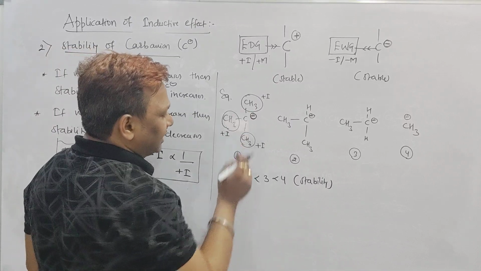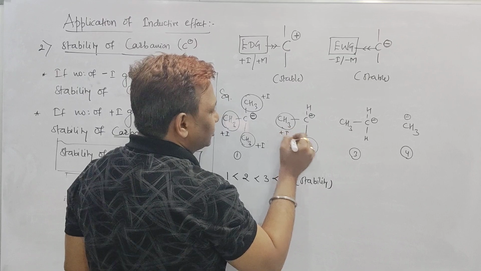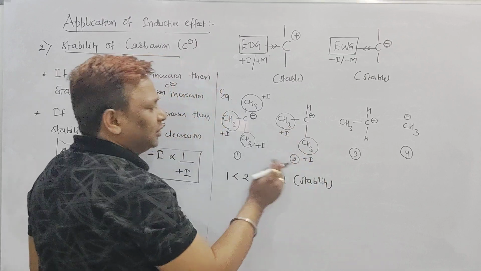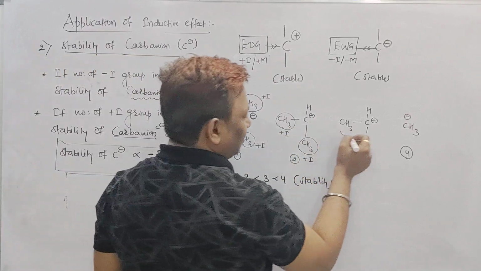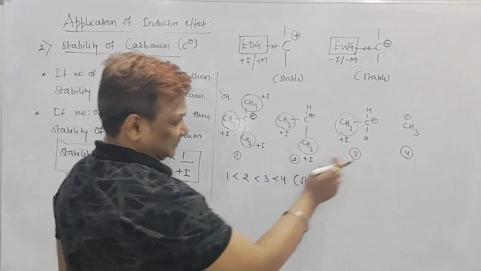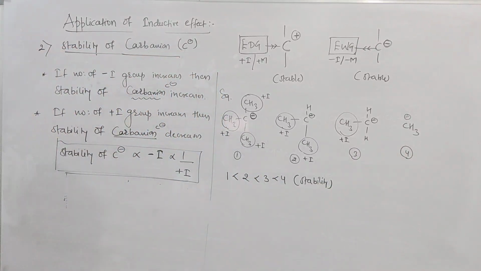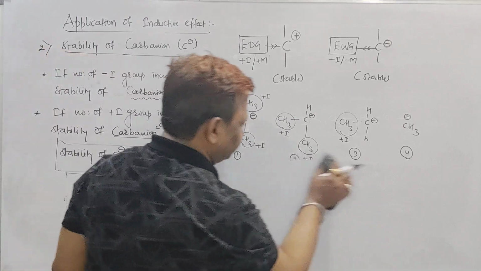More the number of plus I, less the stable. Only 2 plus I are there, beta, here. So 2 plus I means compared to 1, 2 is more stable. Here only 1 plus I is there. Compared to 2, 3 is more stable. Here no plus I. The fourth one becomes more stable. Right? One more example I will do, beta. One more.